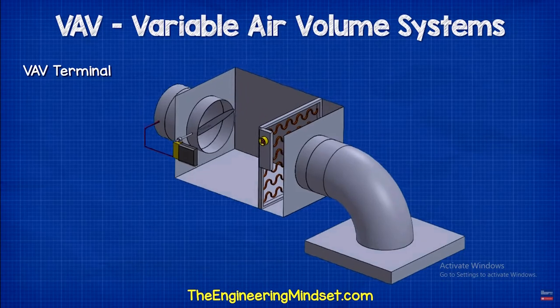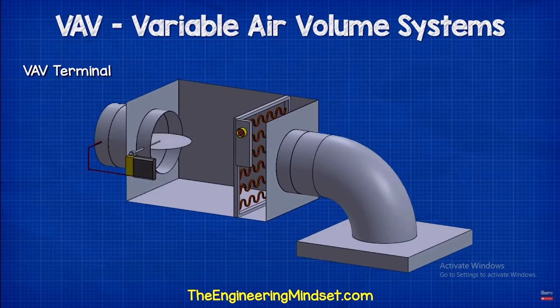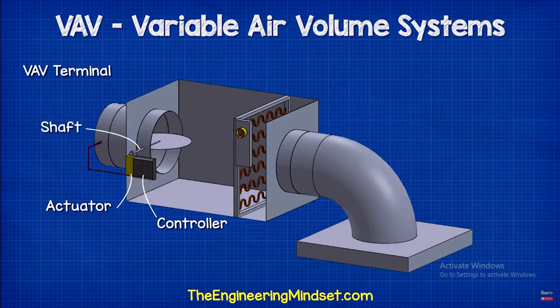The air entering the terminal is typically around 13 degrees Celsius or 55 degrees Fahrenheit, although this temperature can be adjusted by the BMS system or control panel on the AHU.